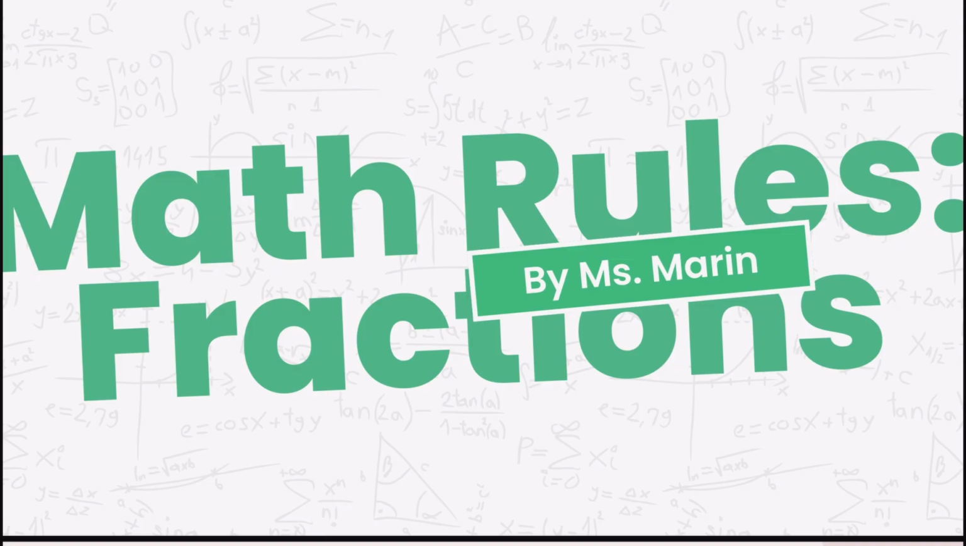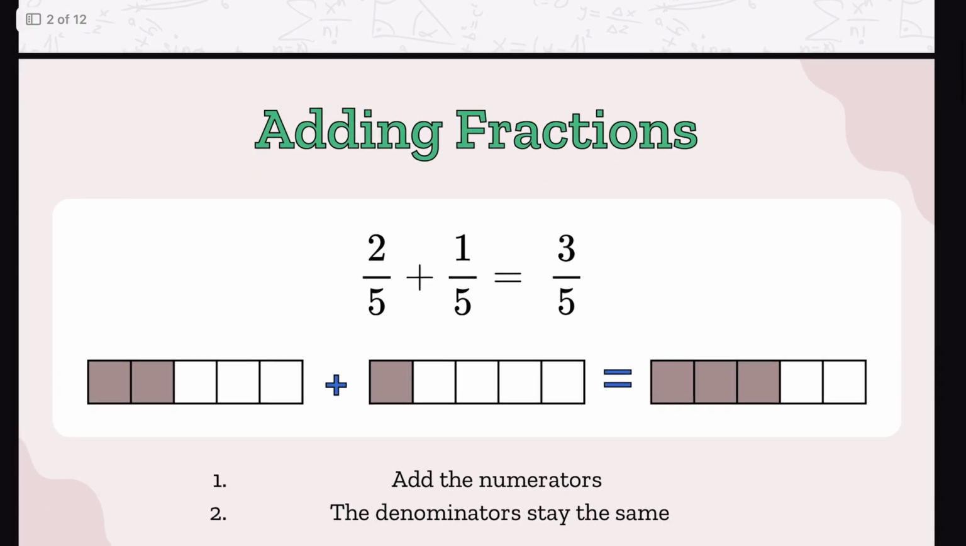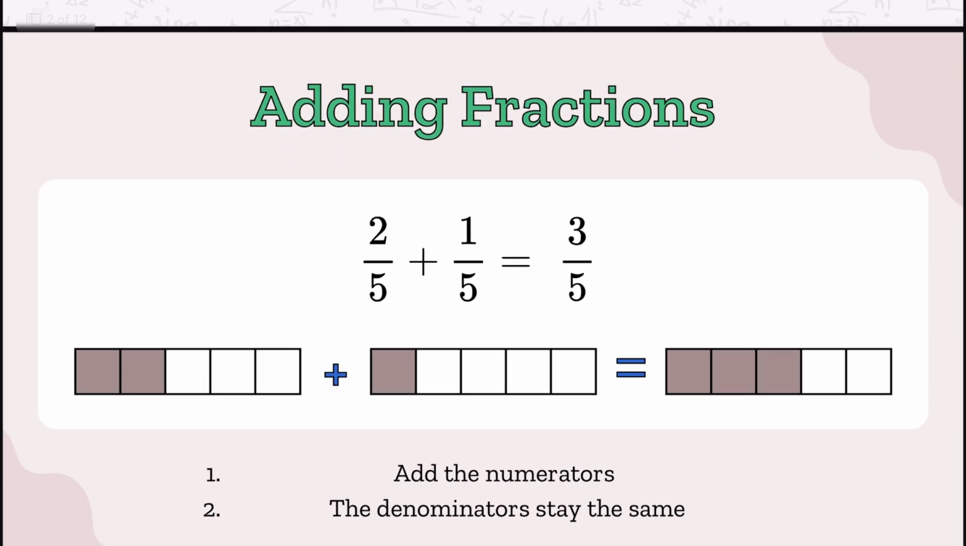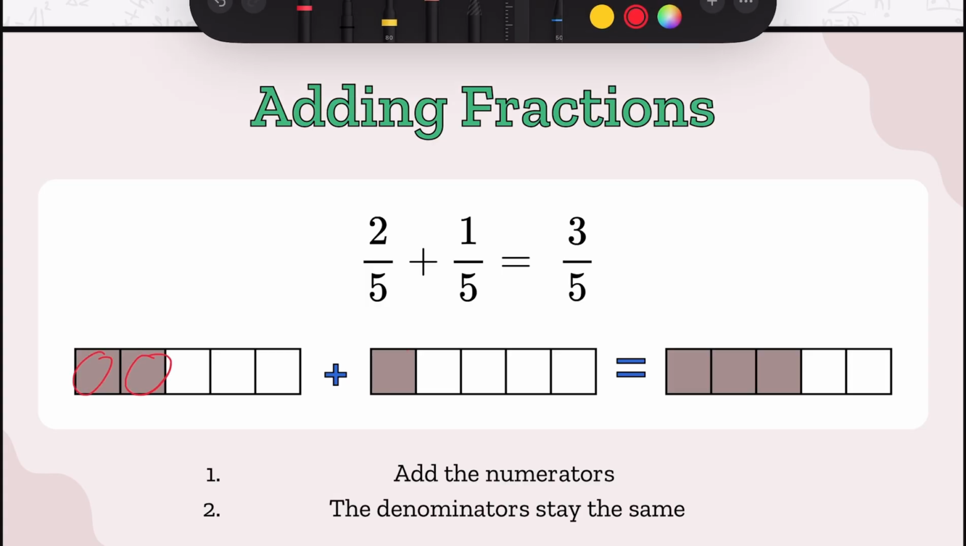Hi everyone, today we're going to talk about math rules about adding, subtracting, multiplying, and dividing fractions. So when it comes to adding fractions, all we have to do is add the numerators and we keep our denominator. So if I have 2/5 plus 1/5, I have 1, 2, 3/5. I now have 3 shaded. So I just do 2 plus 1, which is 3, and I keep my denominator.